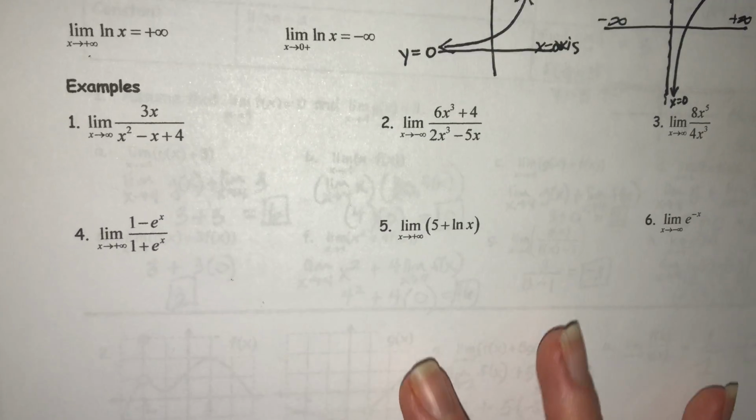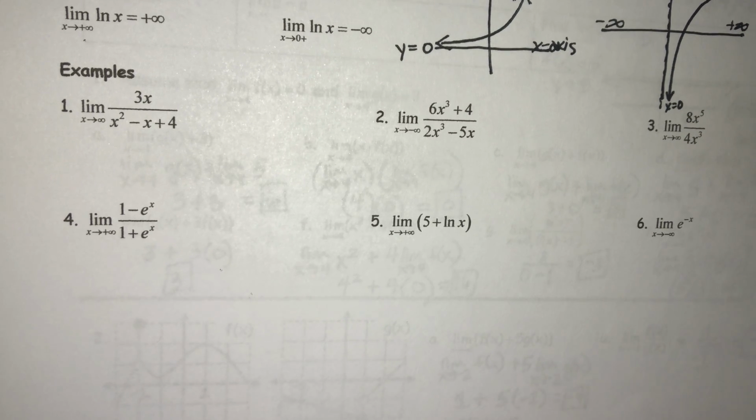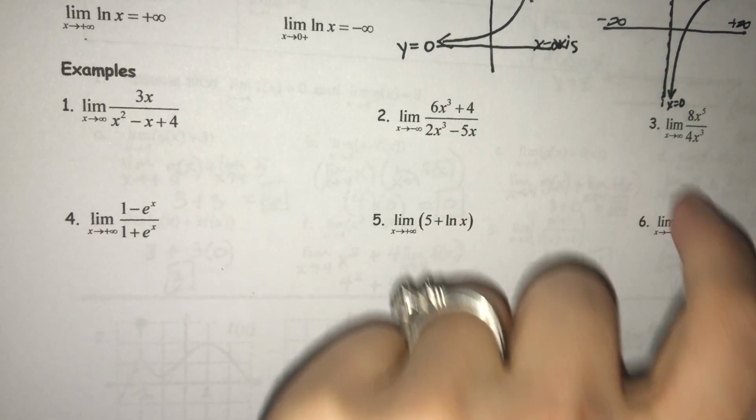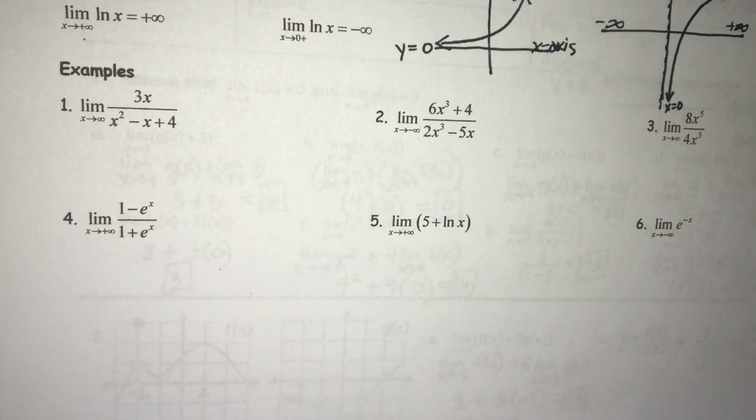Okay, so here are 6 examples using these limits at infinity. Notice every single one of these says x is going to negative infinity or x is going to positive infinity. So we're talking about right-handed behavior or left-handed behavior.